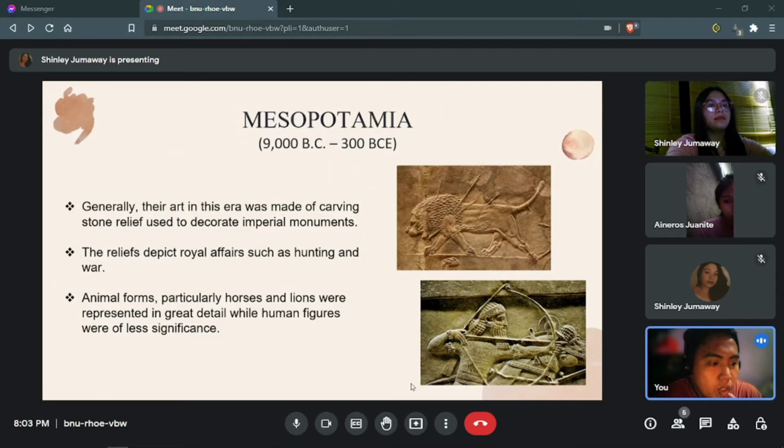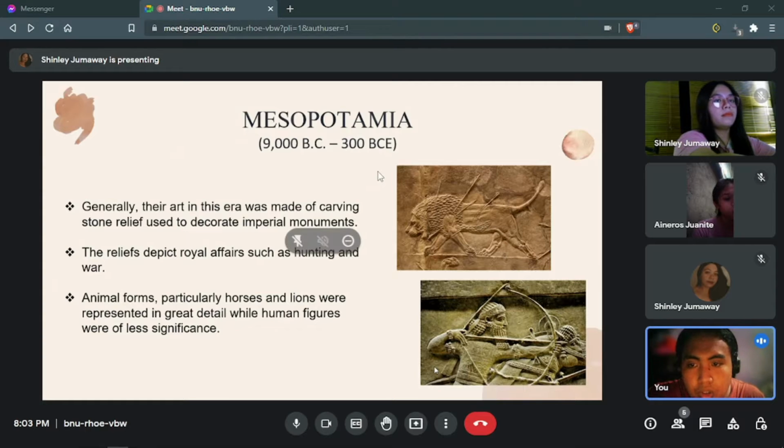And the next one is Mesopotamia, dating 9000 BC to 300 BCE. And generally, their art in this era was made of carving stone relief used to decorate imperial monuments. And the reliefs depict royal affairs such as hunting and war. Animal forms, particularly horses and lions, were presented in great detail, while human figures were less significant.